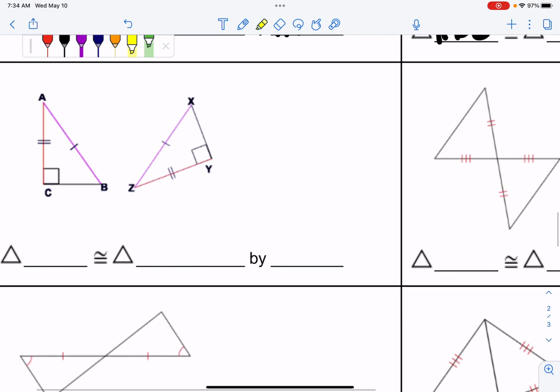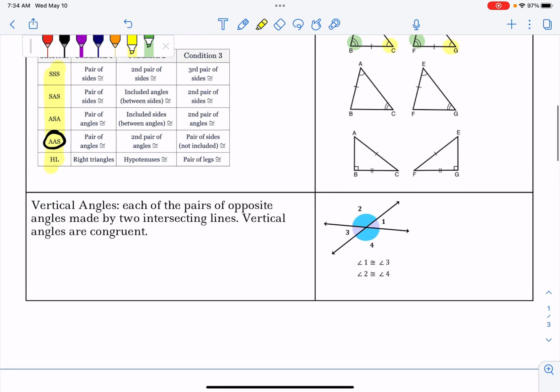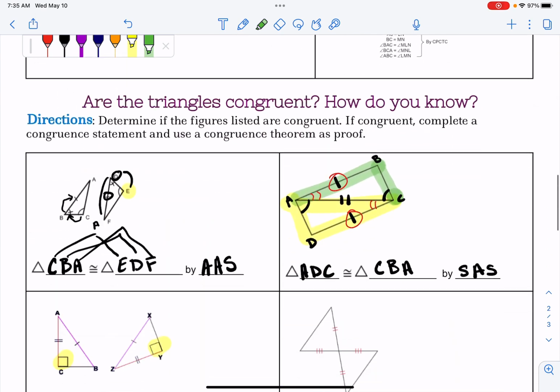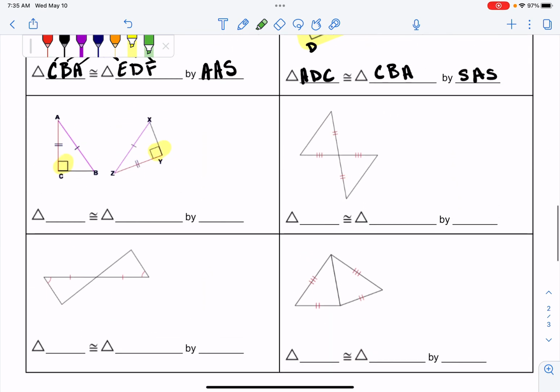Anytime you see a right angle, you want to be aware of one of our special rules, which is called hypotenuse leg. Now notice it's the only one that only has two pieces of information, but it's actually hiding a third piece of information, which is that they must be right triangles. So if and only if they are right triangles, and you are given both the hypotenuse and the leg to be congruent, then we know these triangles are congruent.